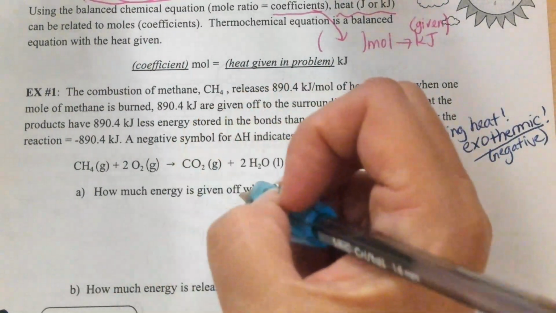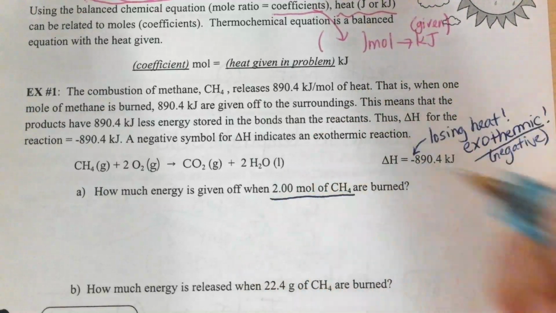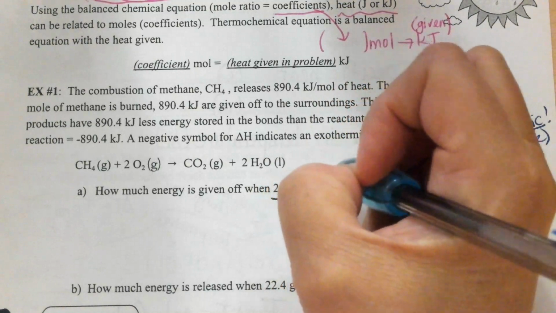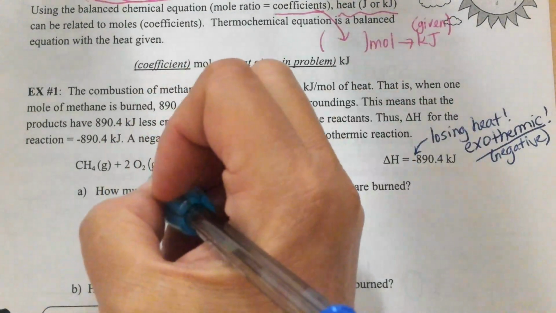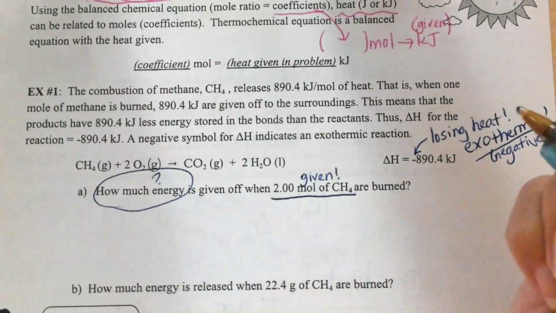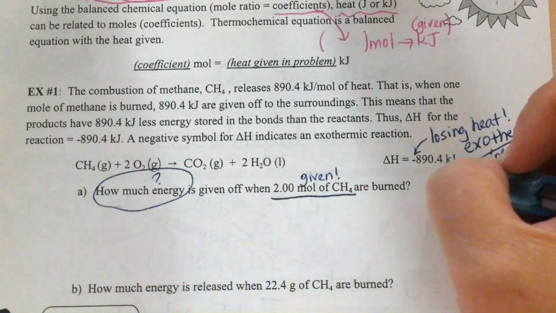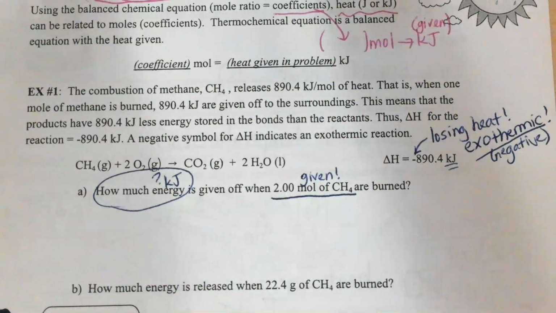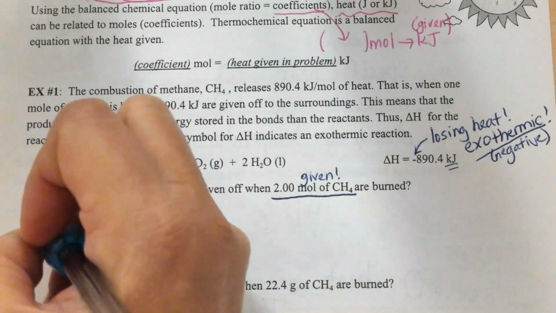So here we go. How much energy is given off when 2 moles of methane are burned? So there's my given. Again, remember, we always want our given. Where are we going to start and where are we going to end? How much energy? So energy is going to be in the form of, in this case, kilojoules. Because we have the equation, we know where we're going. So we're going to start and we're going to convert.